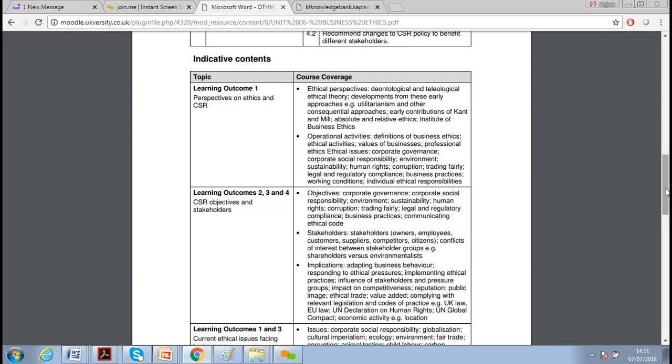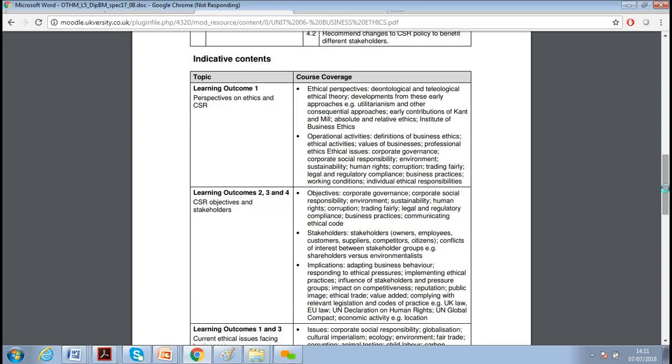communicating ethical codes, and we'll discuss stakeholders, what is meant by that, and how as a business we need to look after the interests of all stakeholders, how we try to protect their interests. And then we'll go through the implications of adopting business behaviors. If our business behaviors are not appropriate, what impact can that have on the environment and society? So how we can look at these.